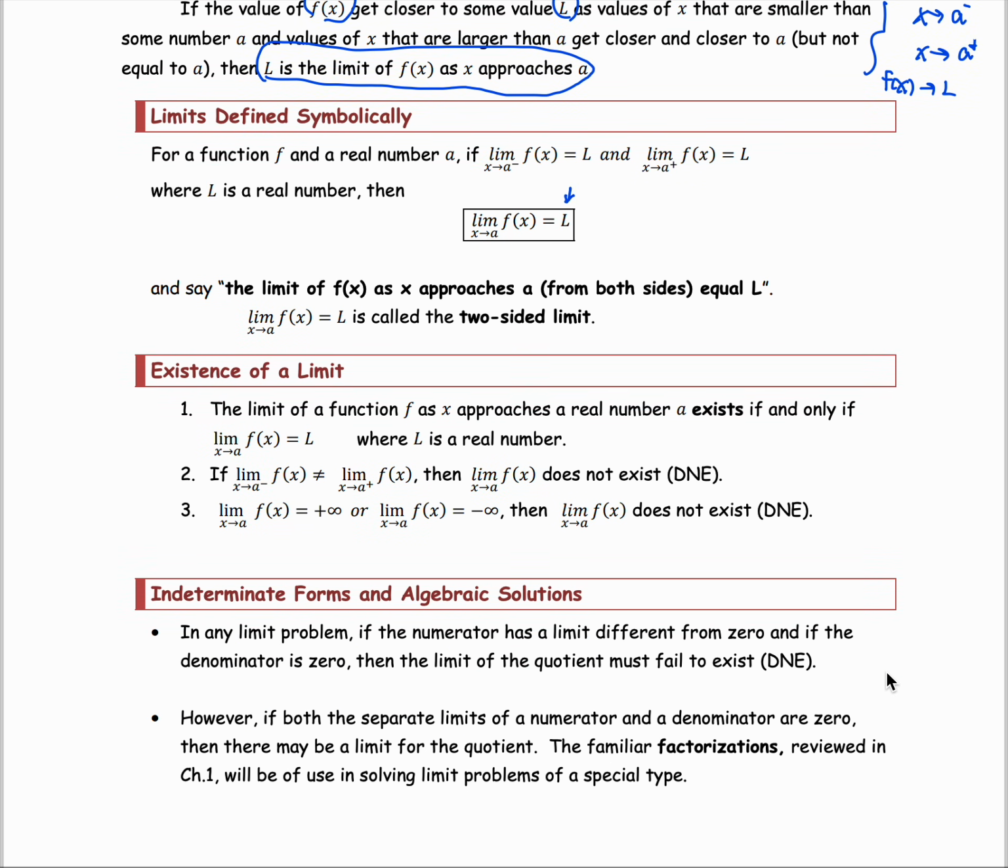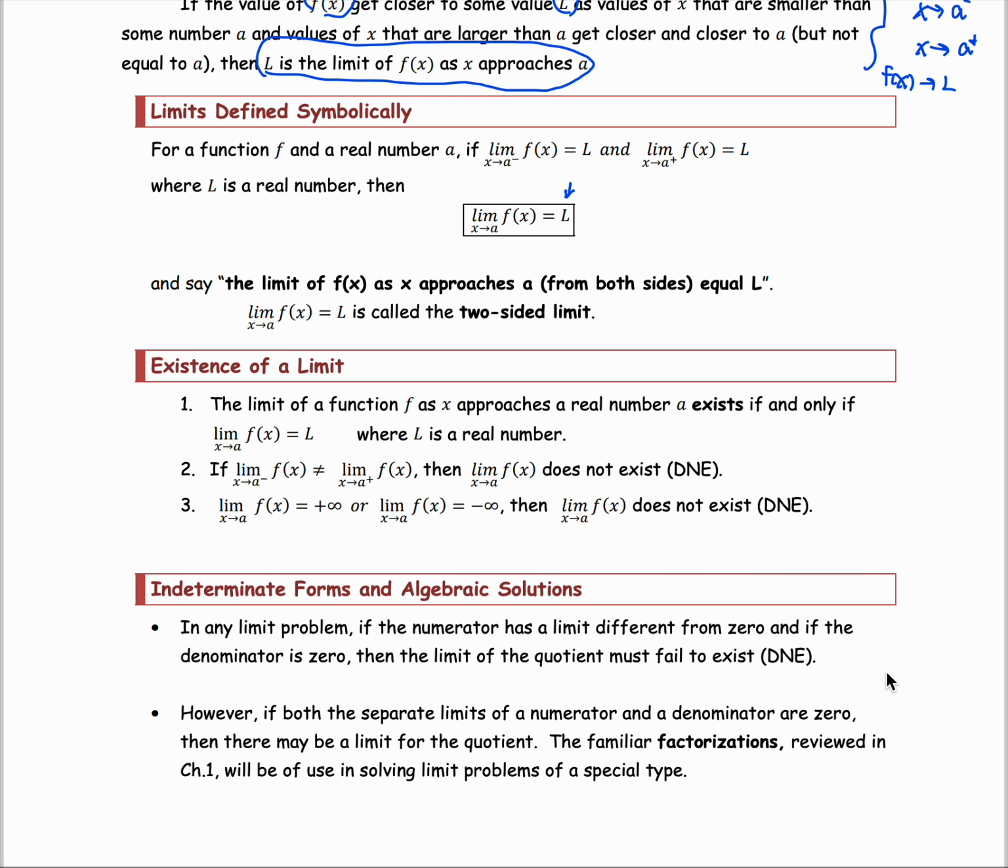Next, we're going to look at what cases the limit will exist. The limit of the function f as x approaches a real number a exists if and only if the limit as x approaches a of the function f of x equals L, where L is a real number. The second case: if the left-hand limit is not equal to the right-hand limit, then the two-sided limit does not exist.